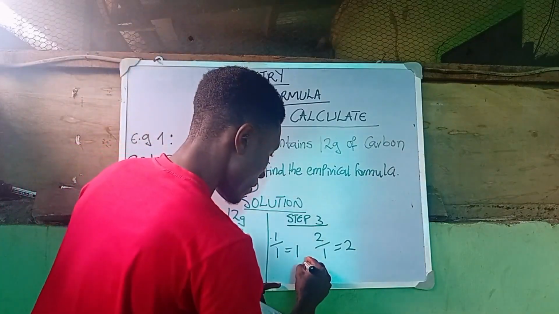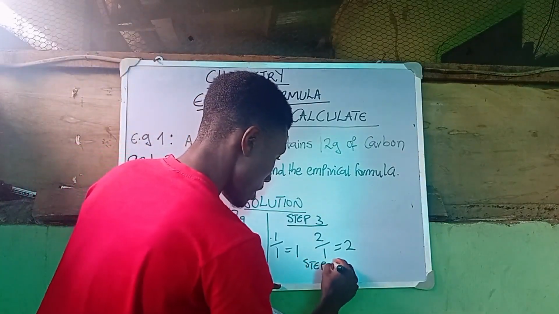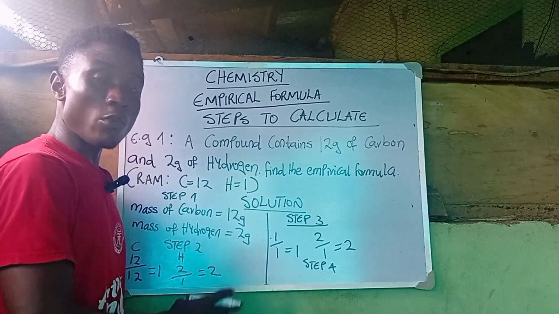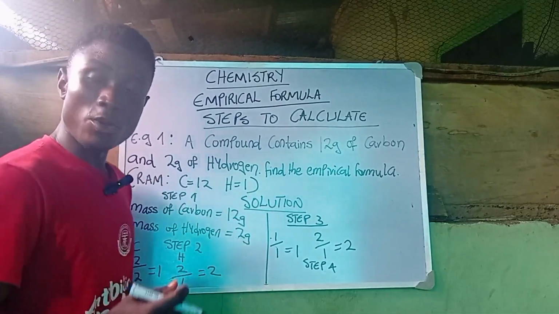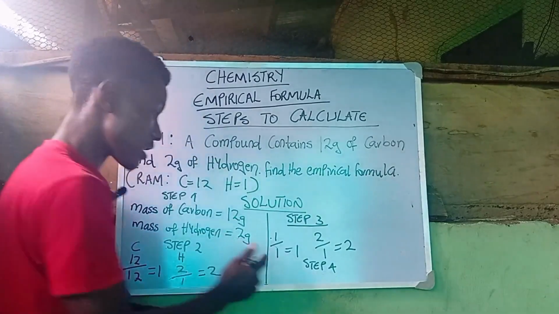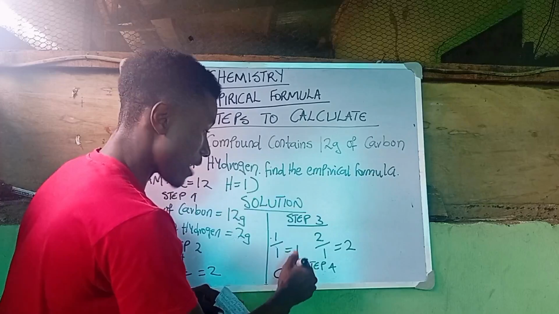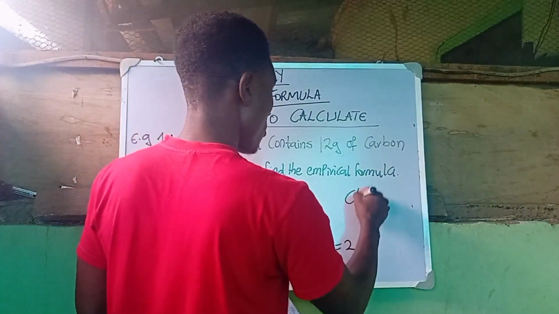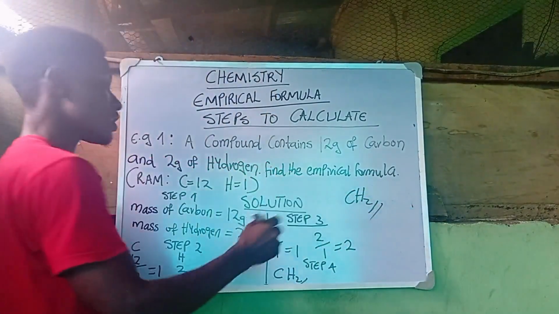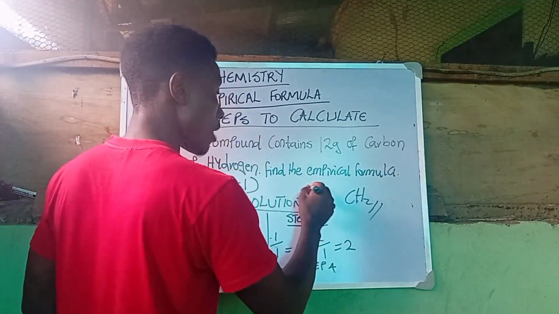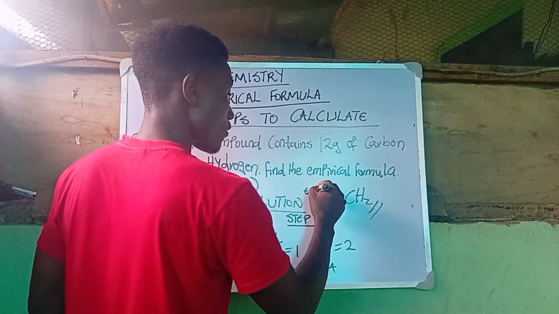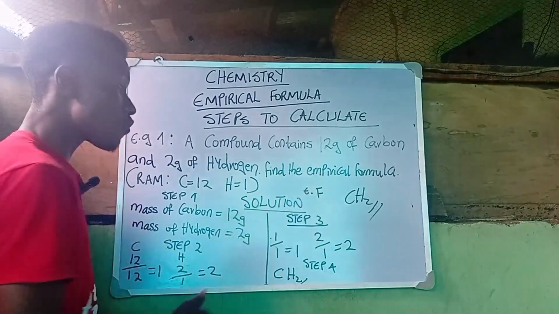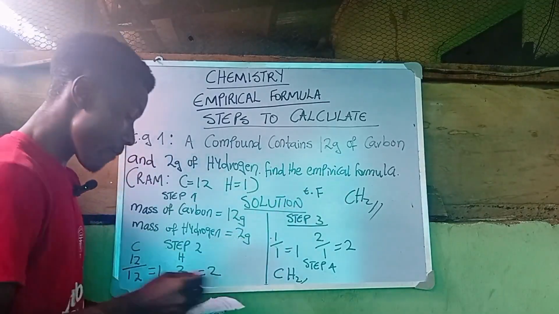Then step 4 is simply to write down these numbers as a whole number ratio, that is, to write the ratio as the empirical formula. So what we have here is carbon to be 1 and hydrogen to be 2, right? So the empirical formula of what we have here is CH2. So this is our empirical formula, CH2. Now this is just how to follow it when it comes to solving empirical formula.